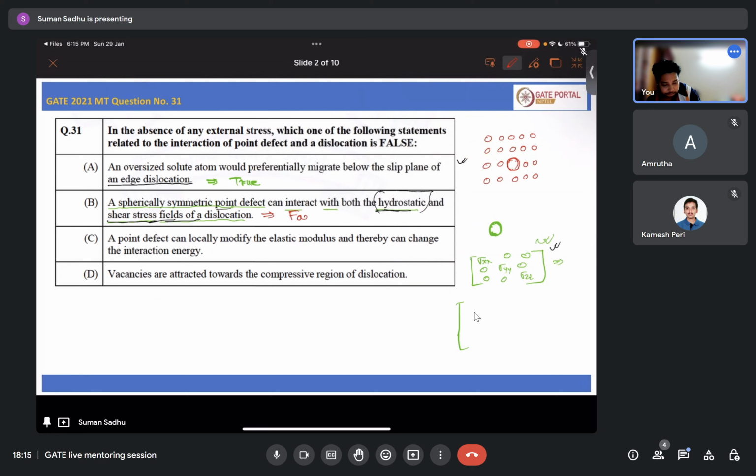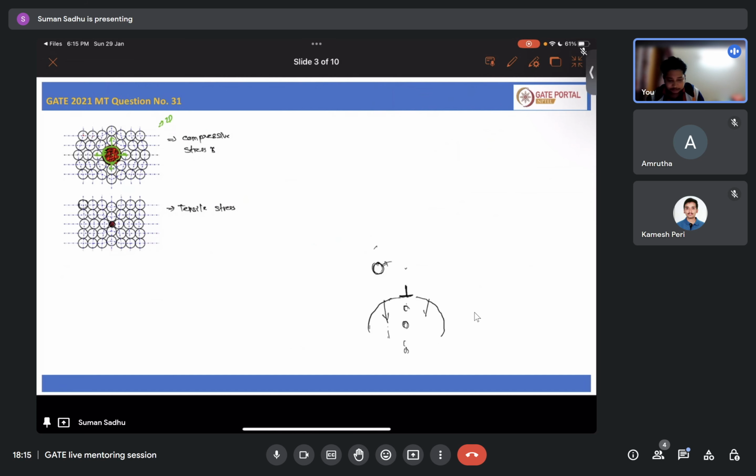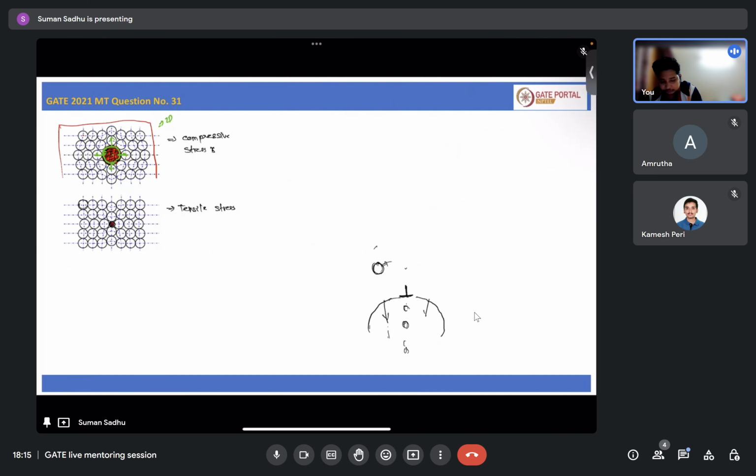Now we'll see option C. Option C says that a point defect can locally modify the elastic modulus and thereby change the interaction energy. So it is basically saying, let's say this is your matrix, and you have one solute atom here. The presence of this solute atom is locally modifying the modulus of your matrix, and because of that it also changes the interaction energy. So let us find out whether it is true or false.